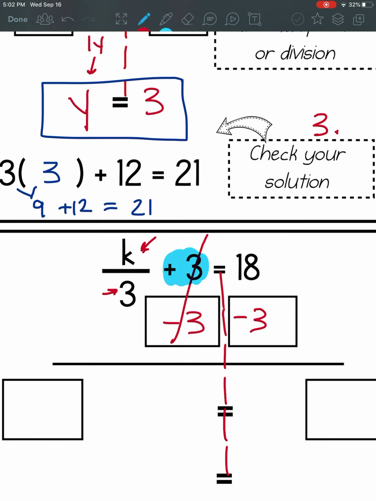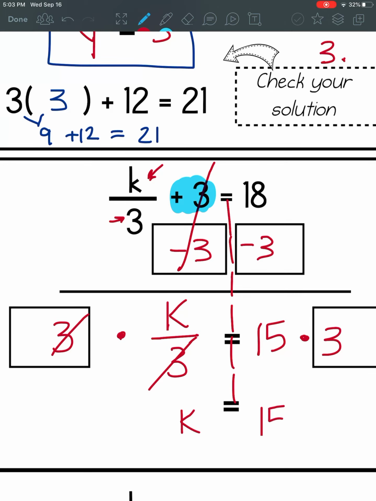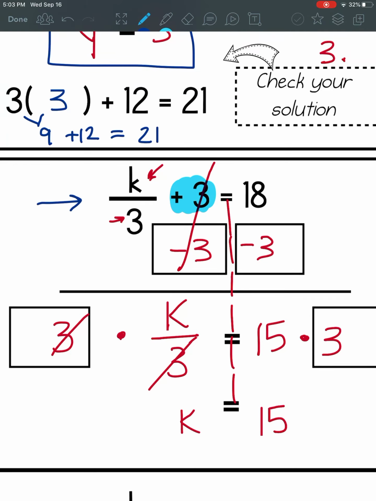And we want to get rid of the plus 3 and subtract 3 from both sides. 3 minus 3, those are now gone. Now we have k over 3 left on the left side. 18 minus 3 is 15. Now don't forget the fraction bar means divide. So we want to get k by itself. So the opposite would be multiply by 3. And do the same thing to the other side. So those 3's will cancel out and we get k, and then 15 times 3 equals 15.